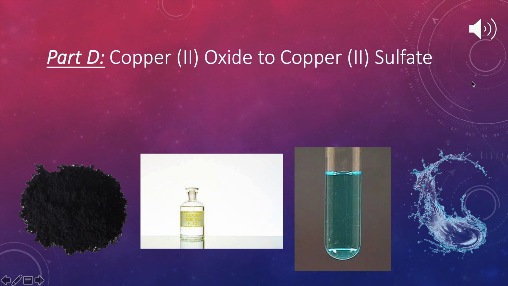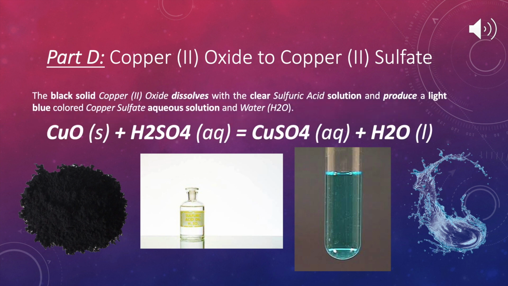In part D of the experiment, copper II oxide was turned into copper II sulfate. The black solid copper II oxide dissolves in the clear sulfuric acid solution and produces a light blue colored copper II sulfate aqueous solution in water, H2O.